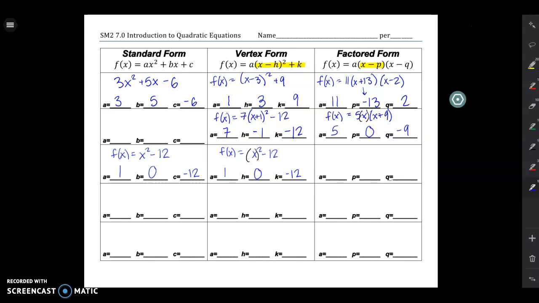Okay. So this is just one example. This row that we just barely did right here is one example of when an equation would be in multiple forms. It's both in standard form and in vertex form simultaneously.